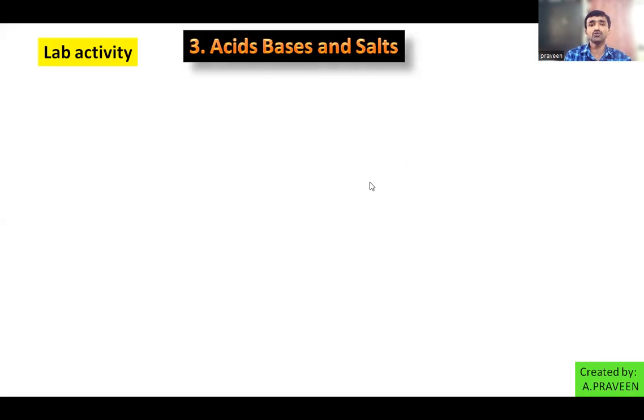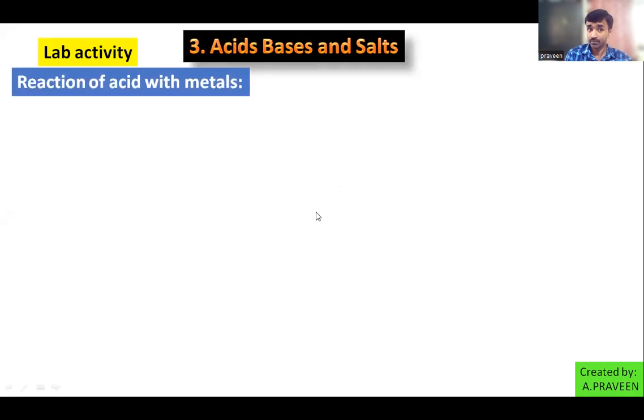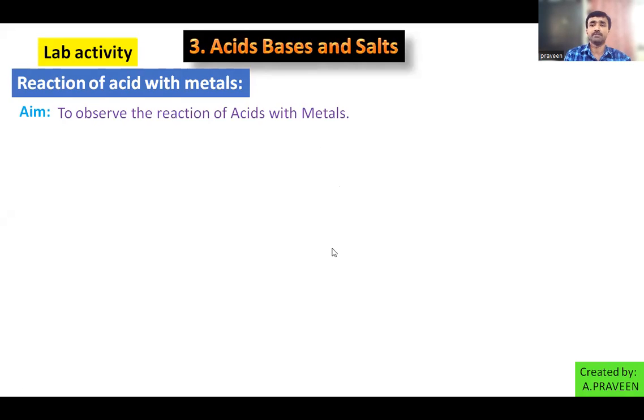So why are we using that? We will know the reason for preserving pickles and stored substances in plastic or glass jars. Why not in metals, right? After this reaction, or after this lab activity, you will be able to answer. So here it is the reaction of acid with metals. Our aim is to observe the reaction of acid with the metal, right?